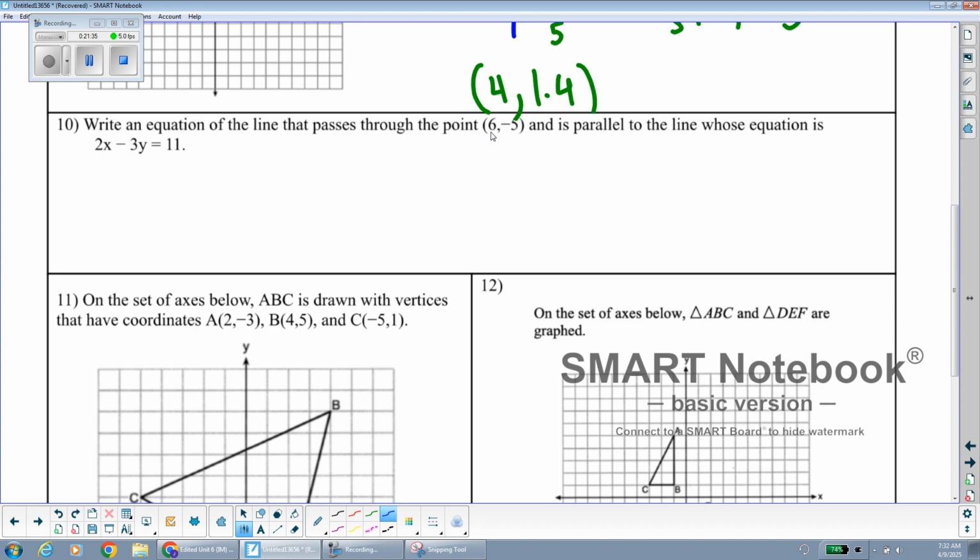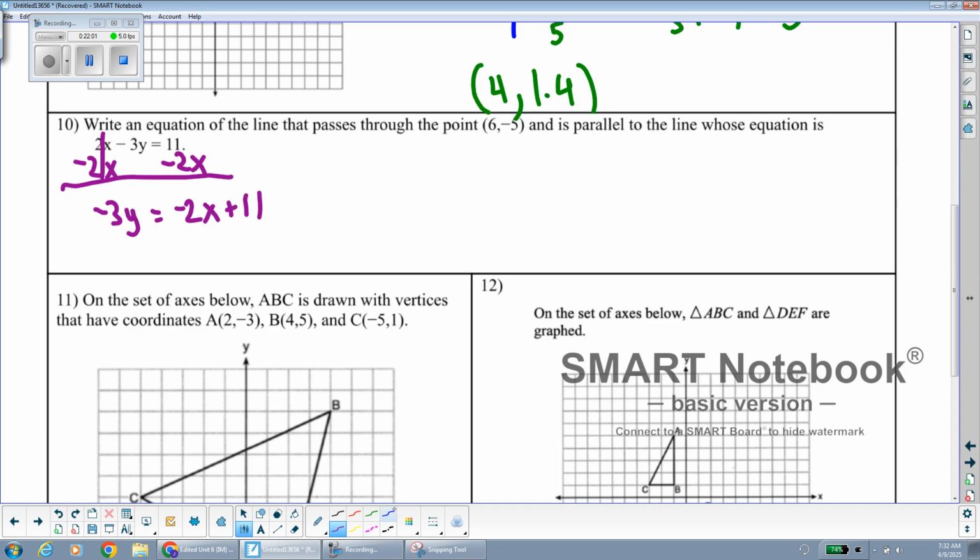Moving along, we need a line that's parallel to this one. I can't see the slope and the y-intercept right now because it's not in y equals mx plus b form. So the first thing I'm going to do is solve the original equation for y. I'm going to isolate the y by moving the positive 2x away from it, so I'm going to subtract that. So negative 2y equals negative 2x plus 11.